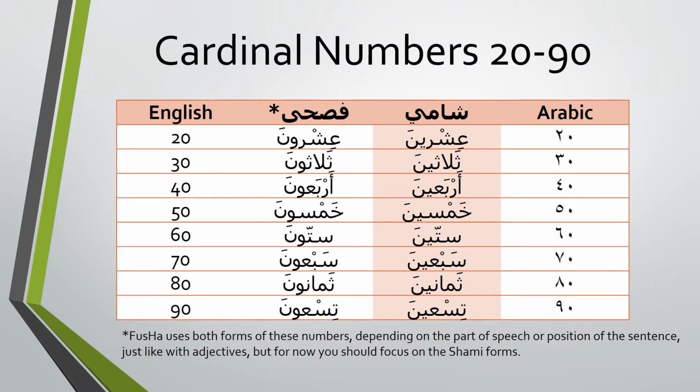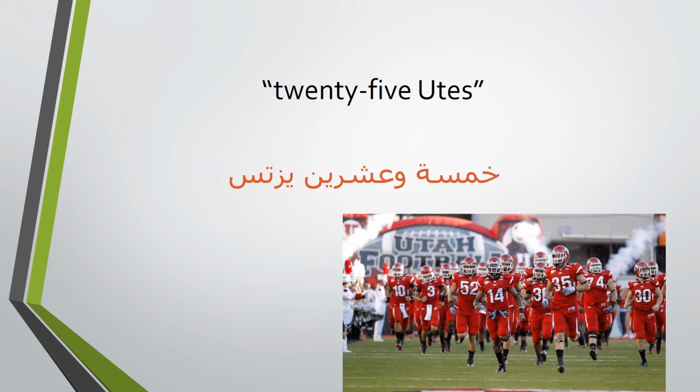When making numbers higher than 20, you say the small number first, and then the big number. So 25 is Hamza wa Ishrin. Like the dual, the endings of these numbers will change based on the position in the sentence, but Shami primarily uses the een ending, so let's stick with that one for now. And remember, with numbers higher than 11, you use the singular form of the noun. Here you have 25 Utes. Hamza wa Ishrin Utes. They are a masculine noun, so you use the masculine form of the number, the first part of which is feminine.